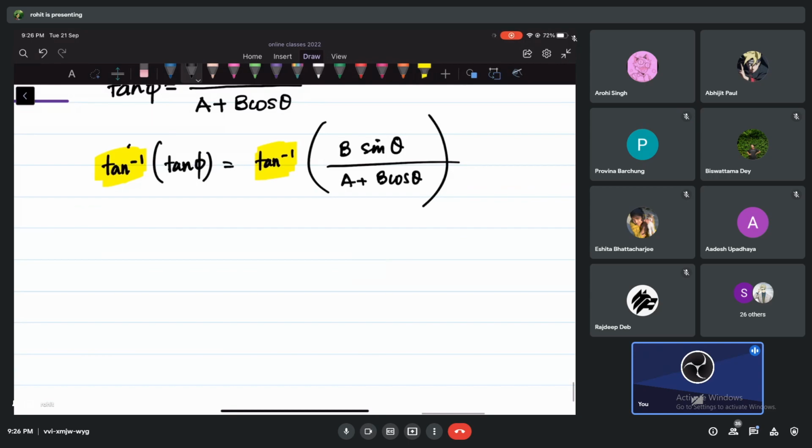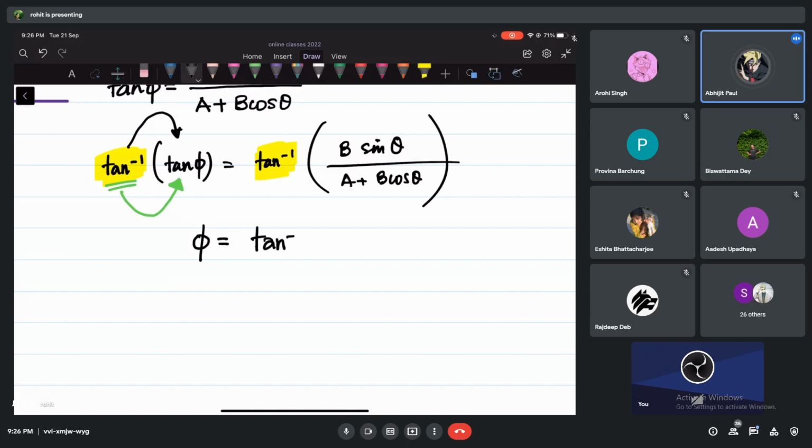Now what does this tan inverse do on the left hand side? It removes the tan, right? Inverse of tan is like anti-tan, so it goes and removes that tan. What will I get here? Phi equals tan inverse. We have to call it tan inverse, not tan to the power minus 1. That's a bad idea, don't do that. So phi equals tan inverse of B sin theta by A plus B cos theta.